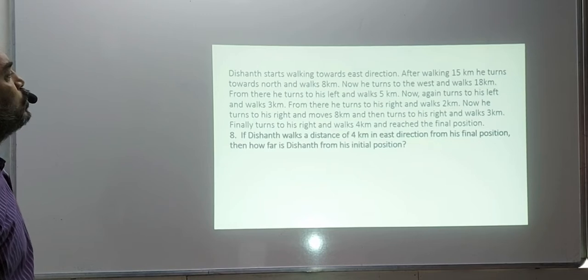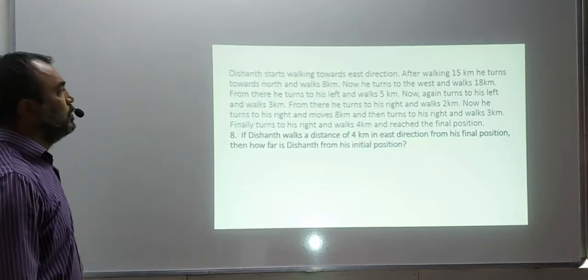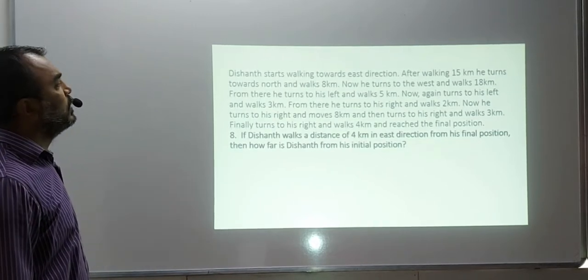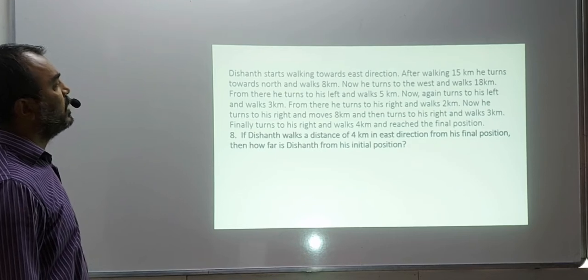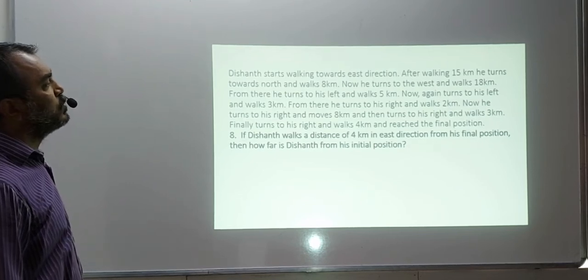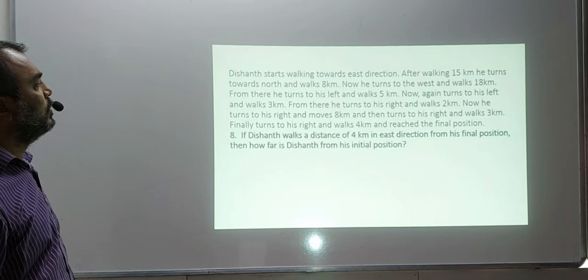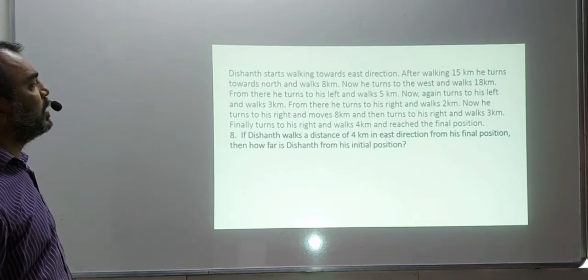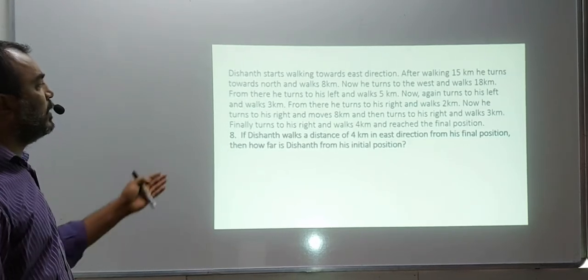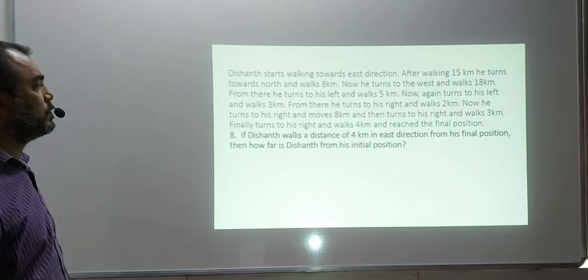Dishan starts walking towards east direction. After walking 15 km, he turns towards north and walks 8 km. Now he turns to the west and walks 18 km. From there he turns to his left. So here again the direction is also mentioned and the kilometer is also mentioned.